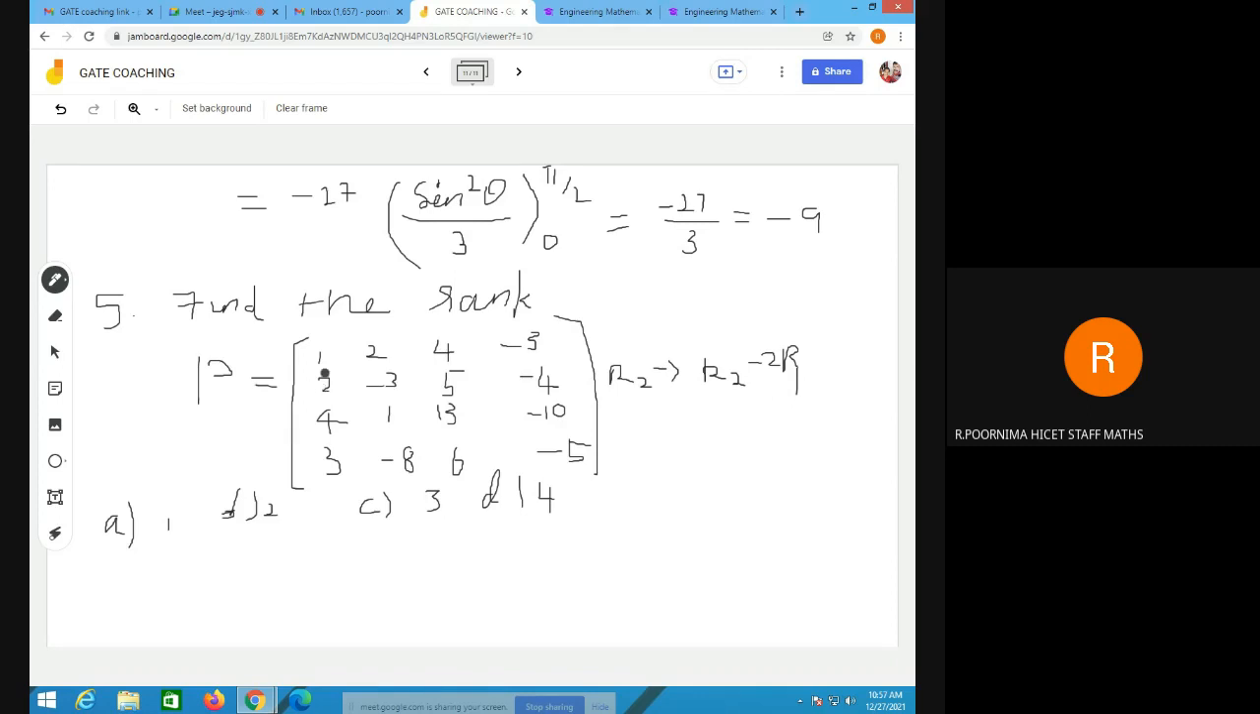Then second row, first term to be 0: 2 minus 1 into 2, 2 minus 2, it is 0. Similarly, you make the first entry of row 3 as 0. So R3 goes to R3 minus 4R1.